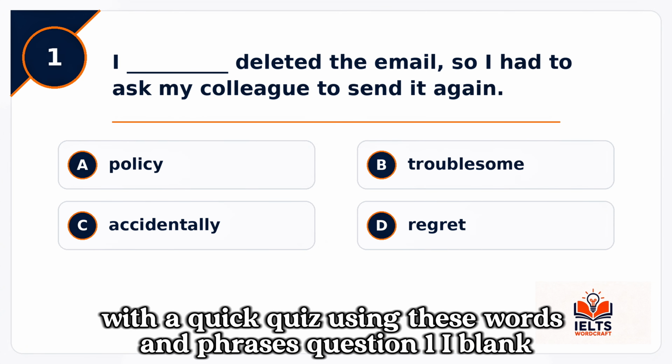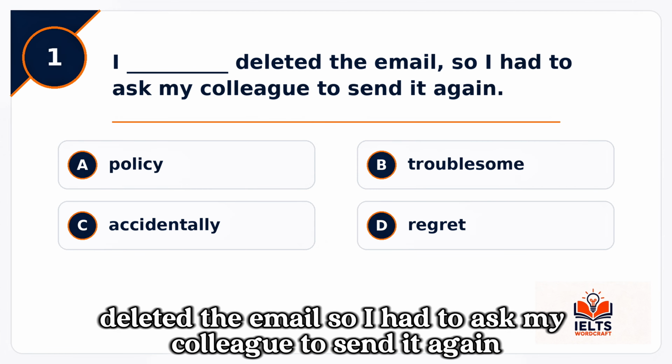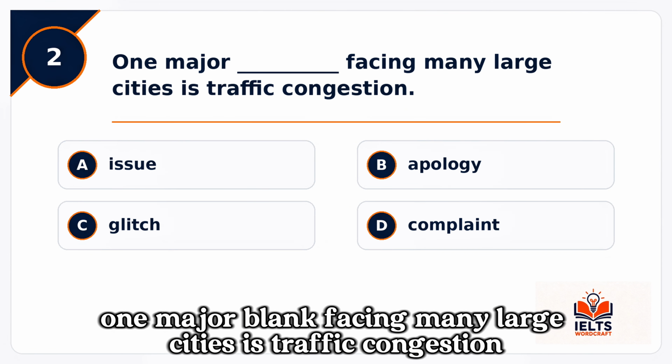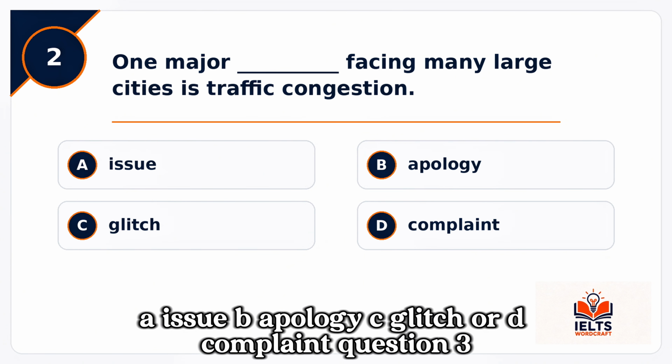Now let's test your knowledge with a quick quiz using these words and phrases. Question 1. I blank deleted the email, so I had to ask my colleague to send it again. Is it A, policy, B, troublesome, C, accidentally, or D, regret? Question 2. One major blank facing many large cities is traffic congestion. A, issue, B, apology, C, glitch, or D, complaint.